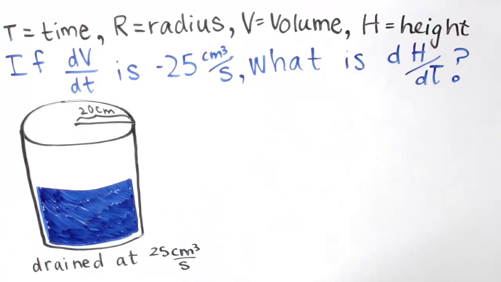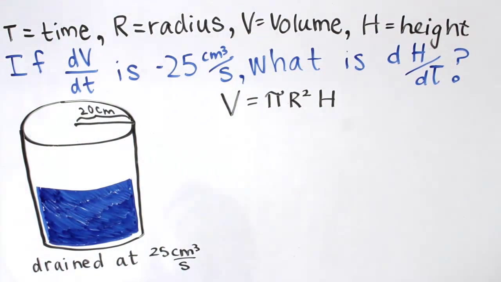Now that we have our variables and givens all figured out, we need to identify an equation that relates volume, which we know the rate of change of, to height, which we're solving for the rate of change of. We can just use the equation for a cylinder's volume, V equals pi r squared h.